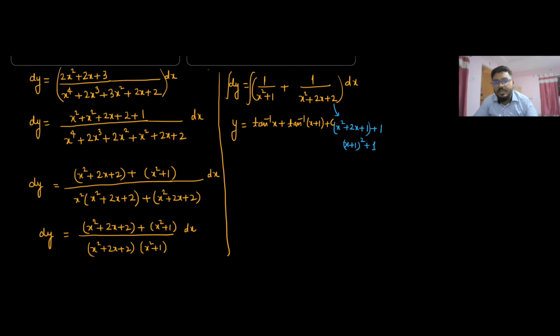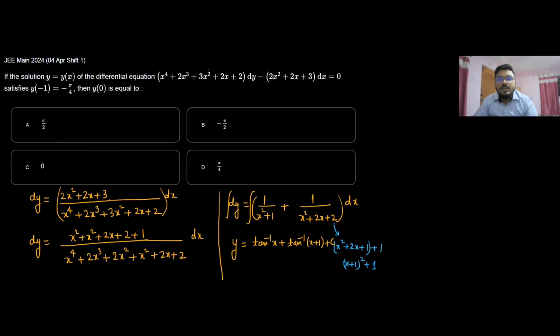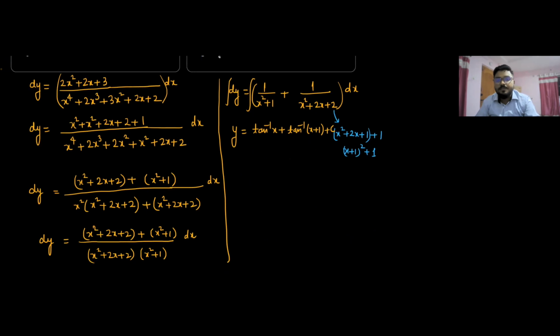This is your integration. Okay, let us see what other things are given. When x equals minus 1, y is minus pi by 4. So tan inverse minus 1 is minus pi by 4, plus tan inverse of minus 1 plus 1, which means tan inverse 0, which is 0. So the value of c we are getting is 0. C is 0 means the curve is y equals tan inverse x plus tan inverse of x plus 1.